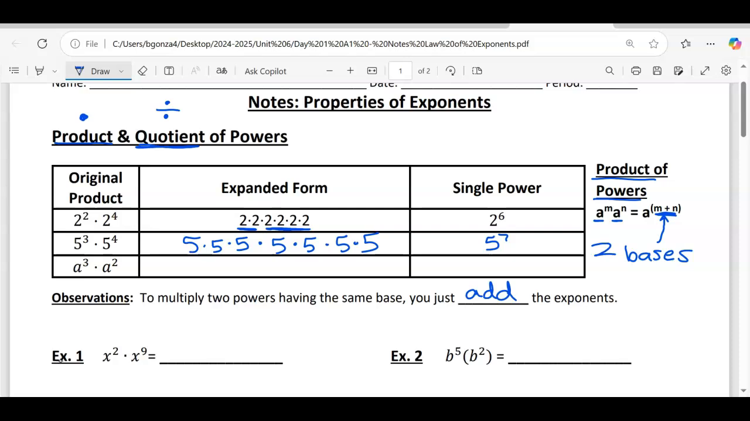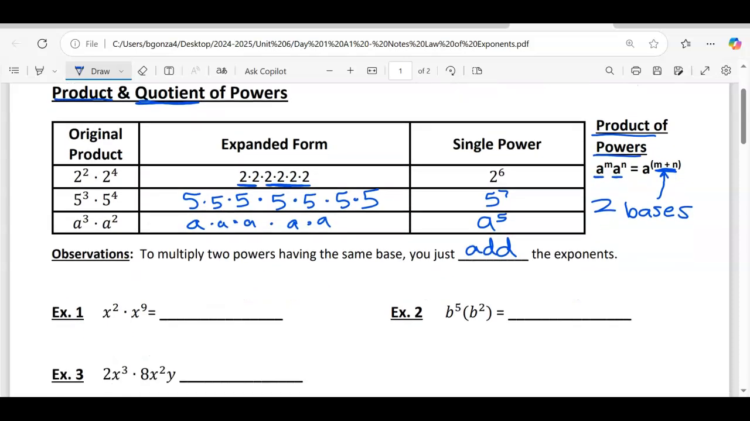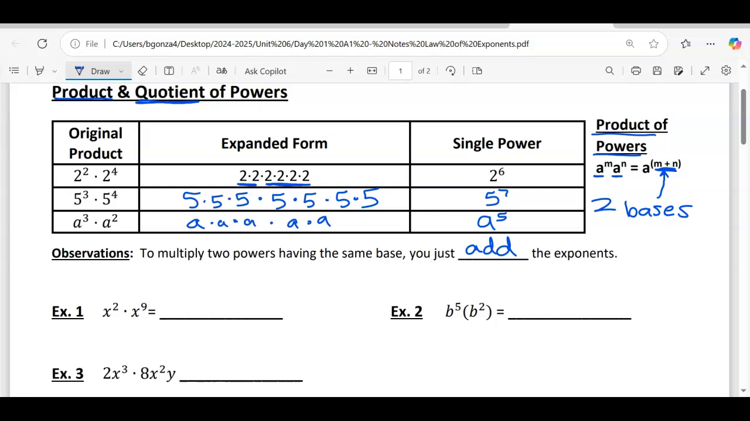Okay, same thing here. A to the third power, a times a times a, times a to the second power, a times a. How many a's do I see? 1, 2, 3, 4, 5. A to the fifth power. But remember, all I did was add 3 plus 2. Any questions so far? All we're doing is same base, add the exponents. I'm going to let you try these next 3 examples. I'm going to give you 1 minute to do it, starting now. Go.